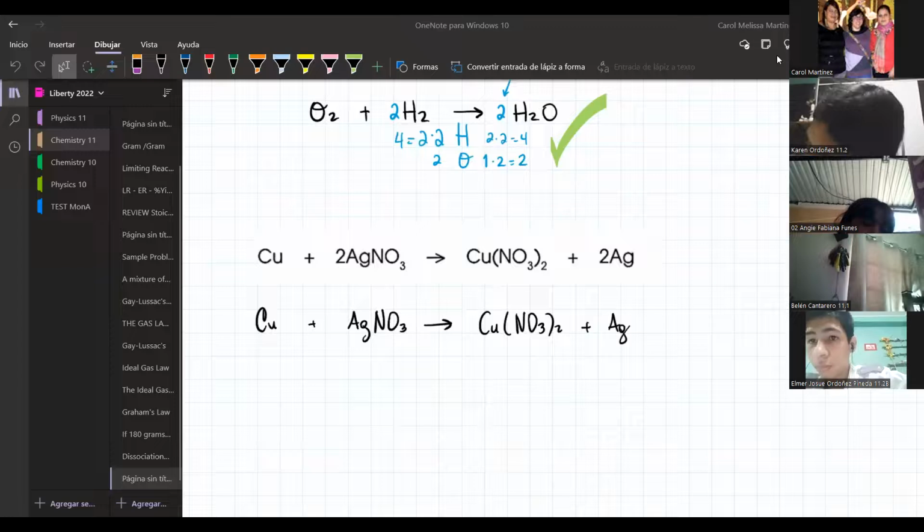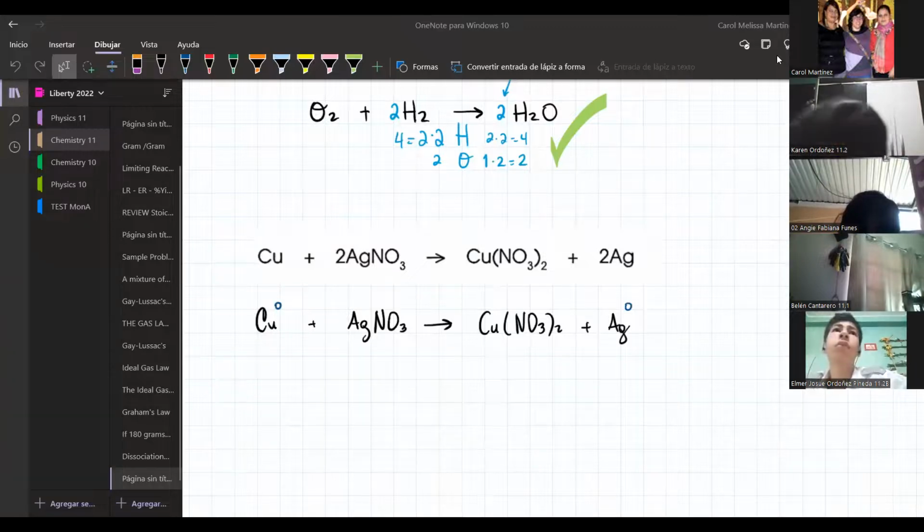Okay, so we have this reaction, and the first thing I have to do is apply the rules of oxidation state. The pure elements, such as copper and silver, are both going to be 0. When silver is combined, it's going to have a fixed charge of +1. Okay?